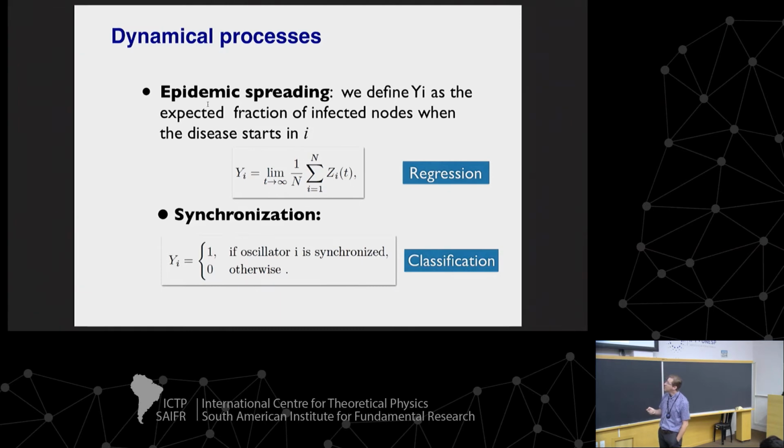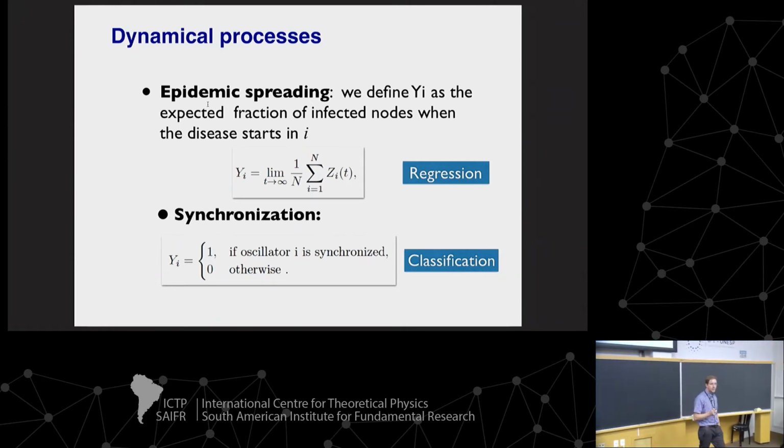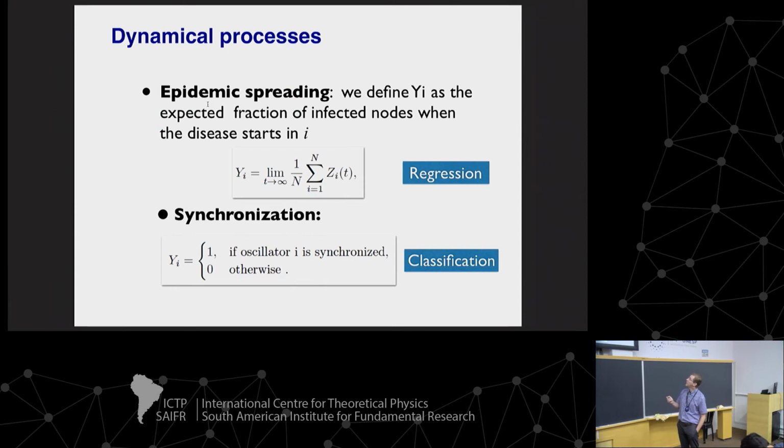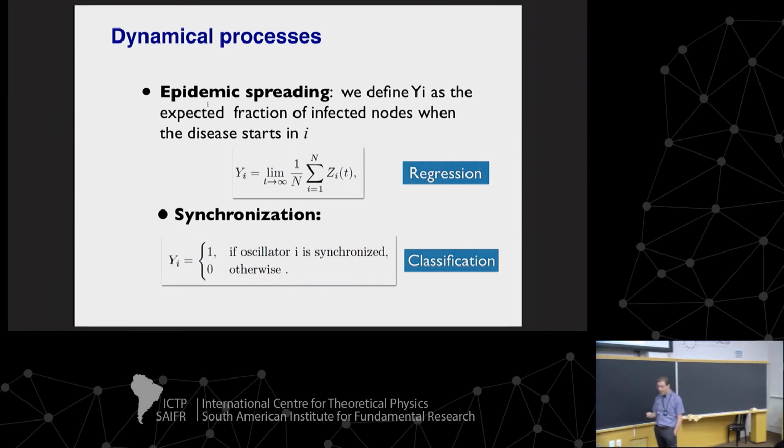In synchronization, we will assume that this variable is 1 if the oscillator is synchronized and 0 otherwise. So in the first case, you have a regression because my output is a real number. And here we have a classification because my output is just a label.